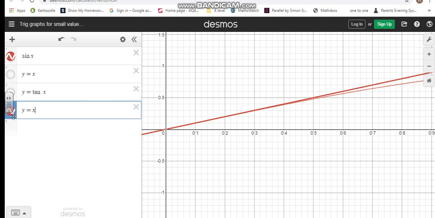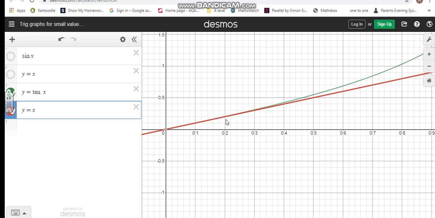So let me just get rid of that one for a minute. We're going to look at the tan graph next. So this is the tan graph here. Again, only looking at small values, so 0.1, 0.2. And again, I'm going to draw in y equals x. And you'll see again, for the tan graph and y equals x, for very small values of x, they are equivalent. So again, tan 0.1, I would say, is about 0.1. Tan 0.2 is about 0.2.